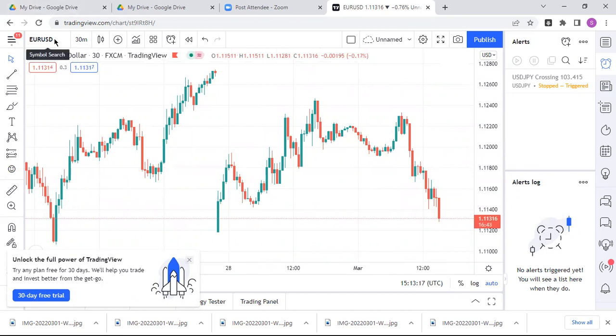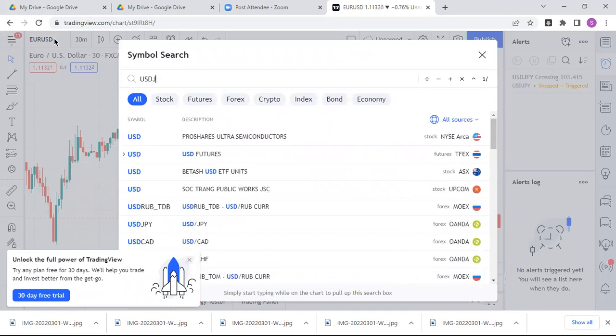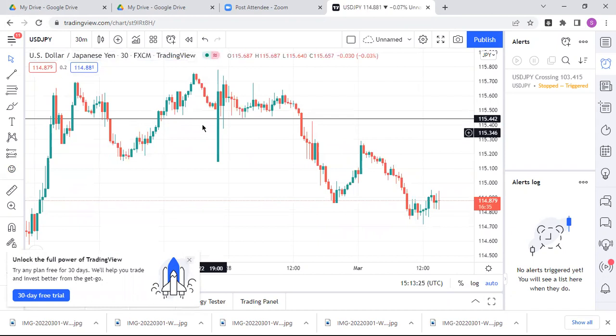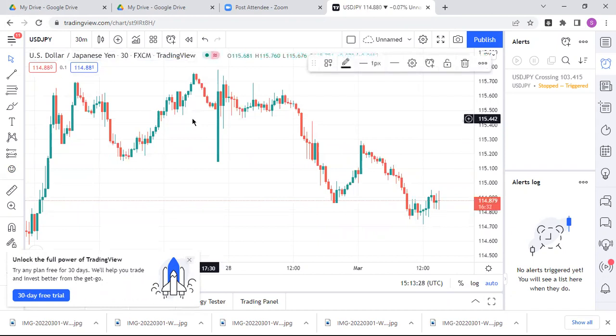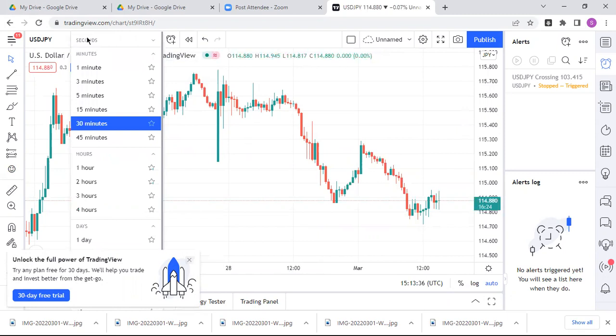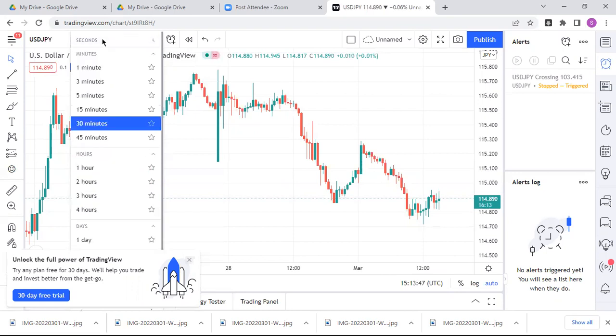So this is a chart, and you can change this from Euro USD to USD JPY. Let's do that. So USD JPY, and that is that. So you can see that you can easily type here and search. You can change the time frame. So the time frame will tell you what the market is doing at a set period. It does not mean if you place a trade on 30 minutes, it will close in 30 minutes. I've been hearing lots of questions like that. No, that's not the meaning.